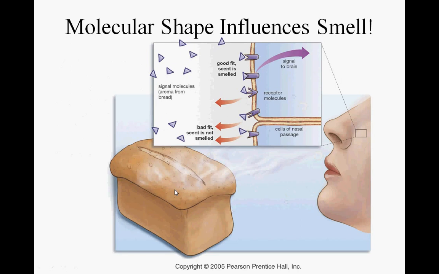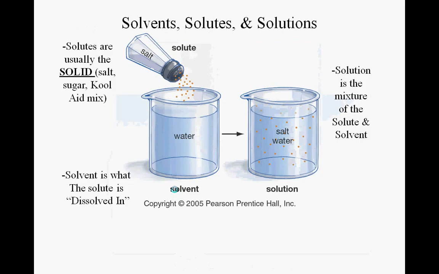Well, depending on how these electrons come together and bond, they will have different shapes. And the significance of this is that molecular shape influences smell. So if you ever wonder why some things smell good to you and some things smell bad to you, it has to do with the shape of the molecules and how they hit your nose receptors. So that's just a cool tidbit of information.